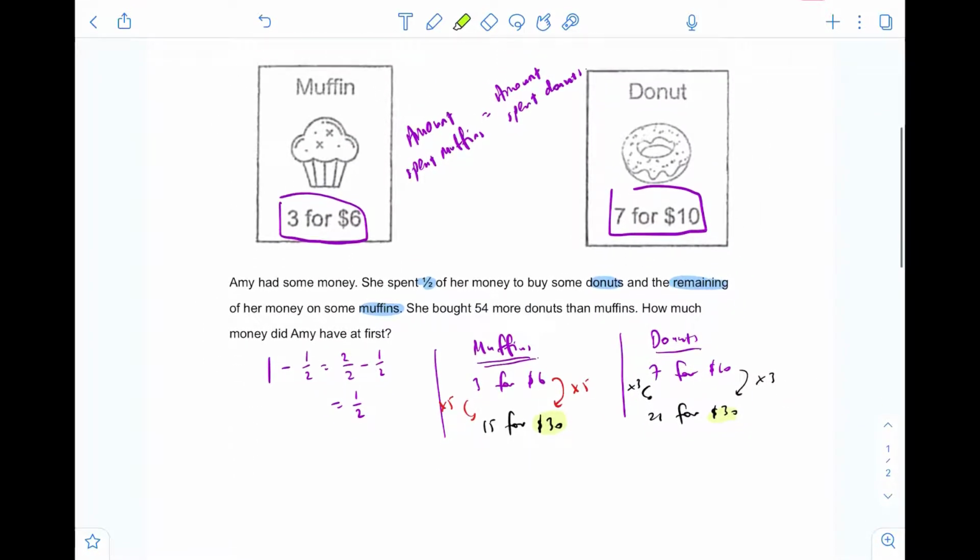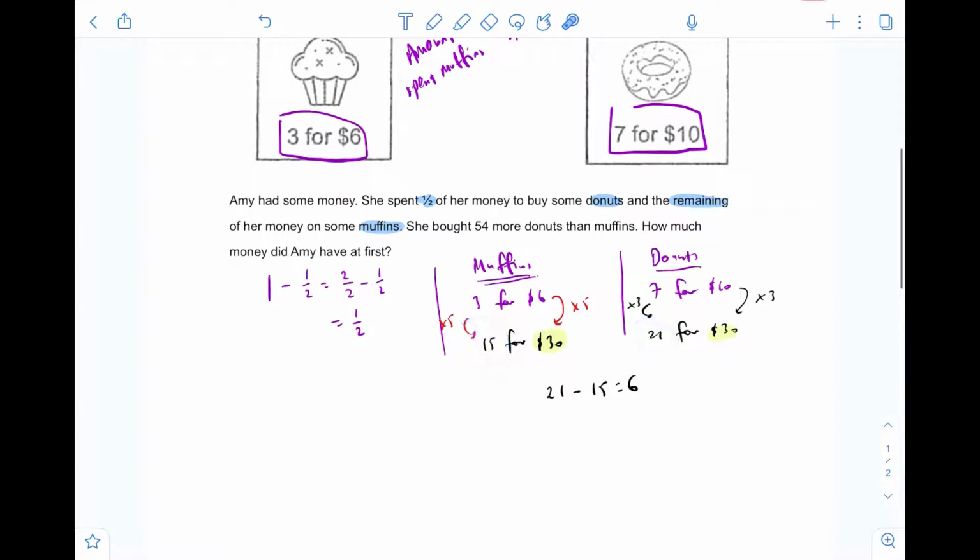But here's the problem. If you were to buy just $30 of muffins and donuts respectively, then the difference between the donuts and muffins will just be 21 minus 15, which is 6 more donuts than muffins. But I know that the difference is 54. This person bought 54 more donuts than muffins. So if it's just $30, the difference will be 6. So how can I get the difference to be 54?